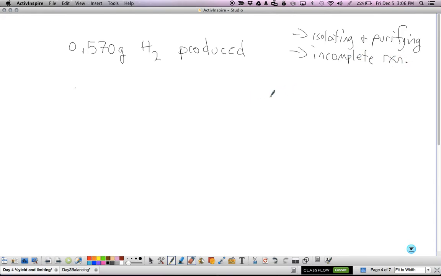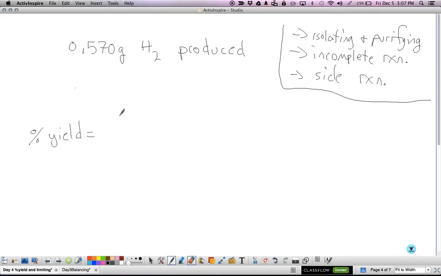There might be side reactions. This one's quite common, meaning reactions that you really don't want to have happen, but maybe something's reacting with the oxygen in the air. All of these things will mean that your actual yield is less than the yield that you calculate, the theoretical yield. So we have something called percent yield.